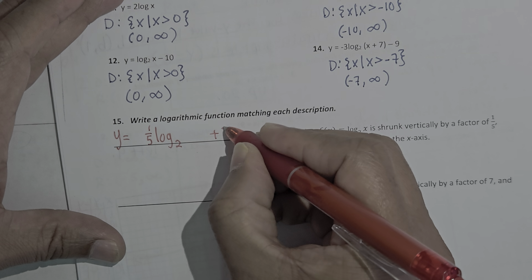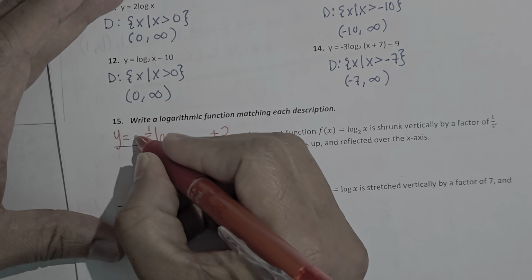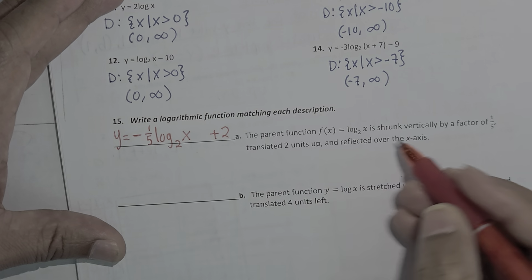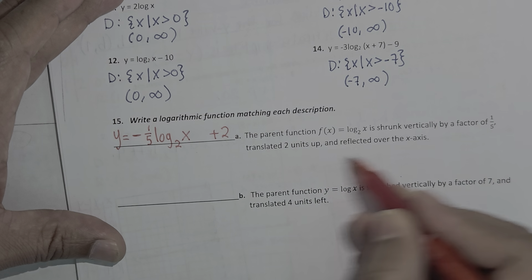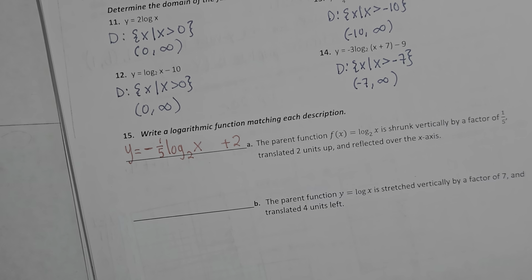and translate it 2 units up. So plus 2, and then reflect it over the x-axis. So that means this is negative here. There's a negative in front of that 1/5. So this is just x and no parentheses because there is no left to right. Okay, so that's the equation for number 15.